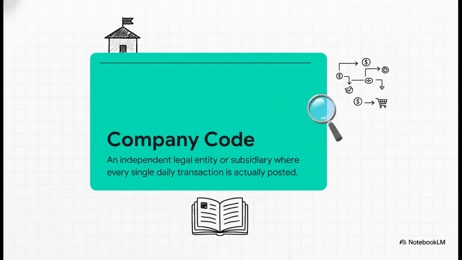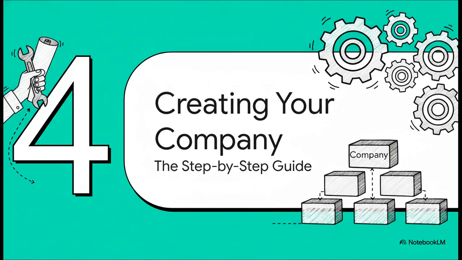The company code, now that's where all the action happens. It represents an independent legal company, like one of the subsidiaries. Every single daily transaction, every sale, every purchase, every payment gets posted here. All right, theory's over. Let's see how this stuff is actually built inside the system. We're going to get our hands dirty, at least conceptually, and start by creating that top-level parent entity, the company.